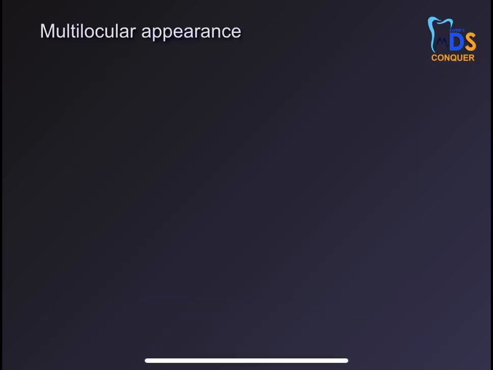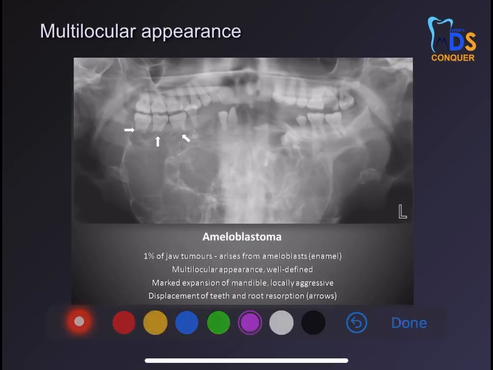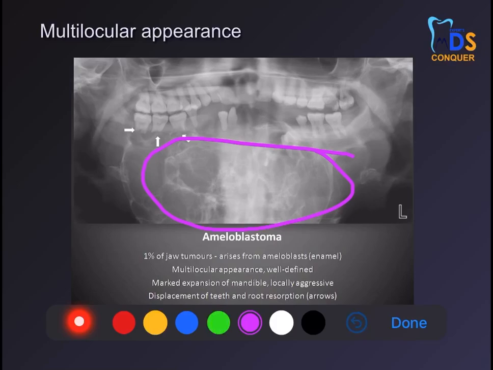Now let's go for a multilocular appearance. So as here you can see the ameloblastoma, most commonly seen as multilocular. So that is seen like this in an OPG image, which shows aggressive nature, displacement of teeth, root resorption, severe expansion of the bone, and also it can show eggshell cracking, right? So all these are the important features which are associated with the multilocular ameloblastoma, right?